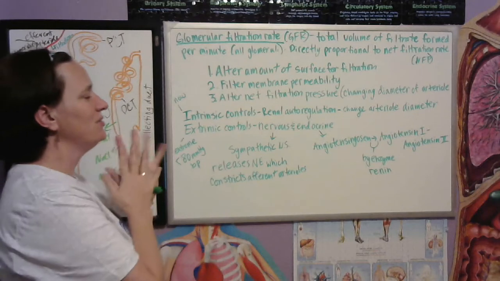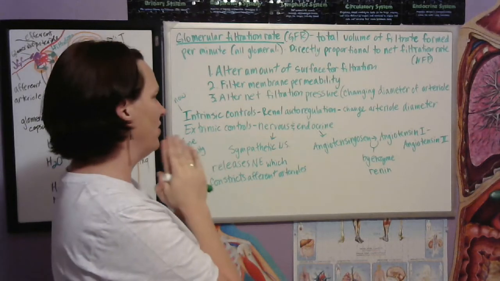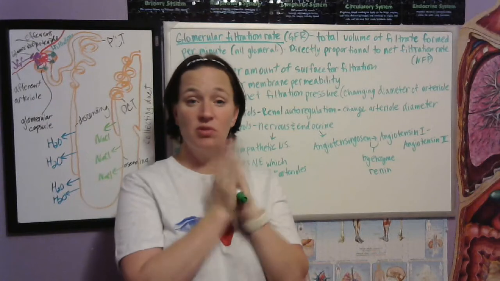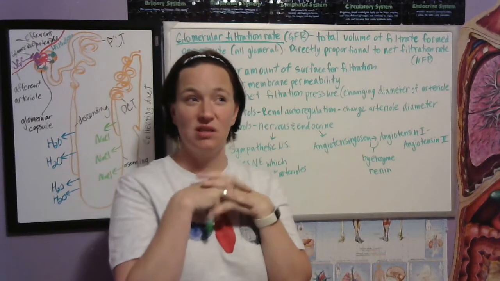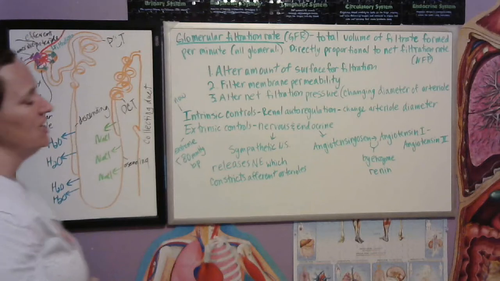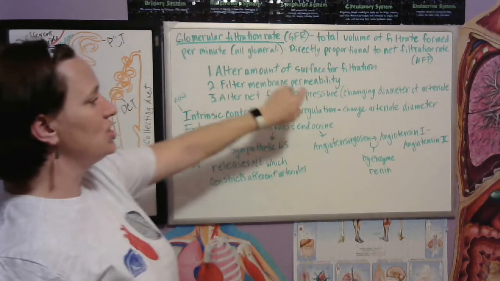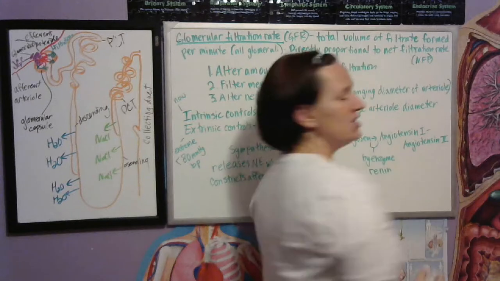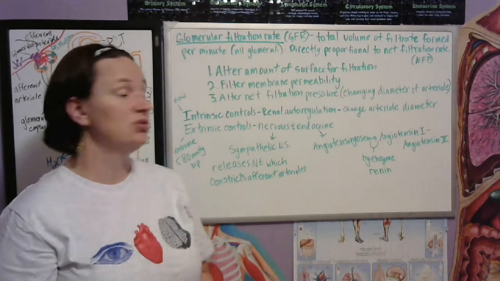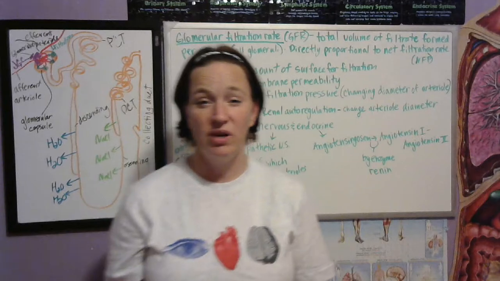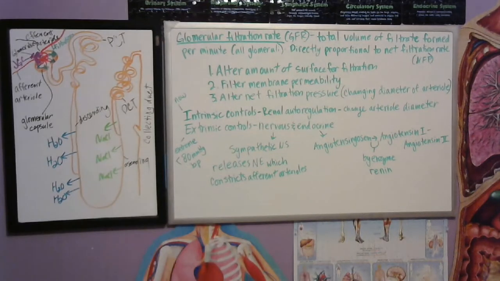The second one is to alter the permeability of the membrane itself, make it more or less permeable to water or to salts based on what's going on in your body at the time. The third one is to alter the net filtration pressure. This is done by changing the diameter of the arteriole. So as you change the diameter, you're changing the pressure and therefore changing the rate. Let's look at a picture, shall we?